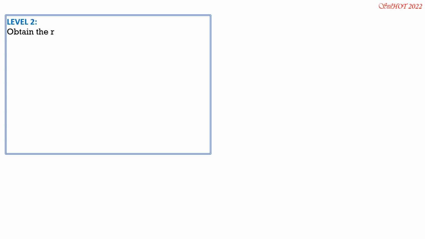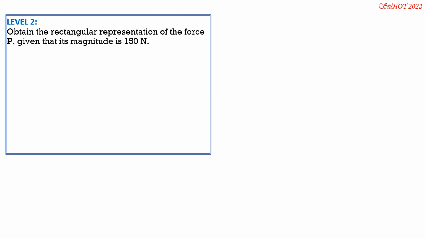Level 2 problem: obtain the rectangular representation of the force P given that its magnitude is 150 newtons. So here is the given figure. If I'm going to solve this problem, it will only fit in this part, but I need to discuss this in a more detailed way because this is the first example, so that you can follow, especially those who are not accustomed to 3D problems.